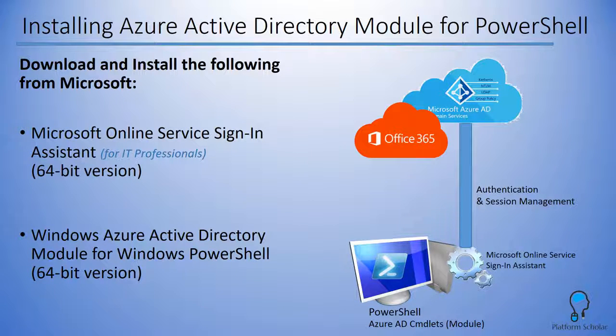After all, the users and other tenant objects are all stored in Azure AD, which is the backend directory services provider for Office 365. Once that's installed, you need to download the Microsoft Azure Active Directory module for Windows PowerShell. Again, make sure this is the 64-bit version. This module will give you the libraries you need to run all the commandlets you need to manage Azure AD objects. In PowerShell, they're called commandlets instead of commands.